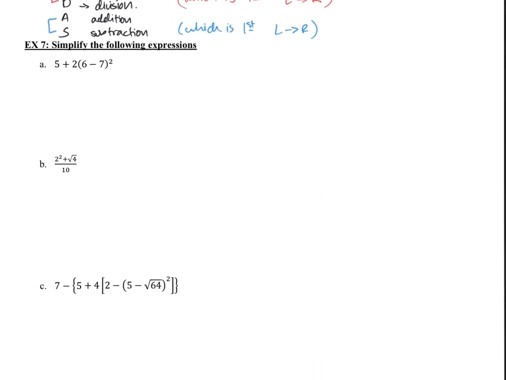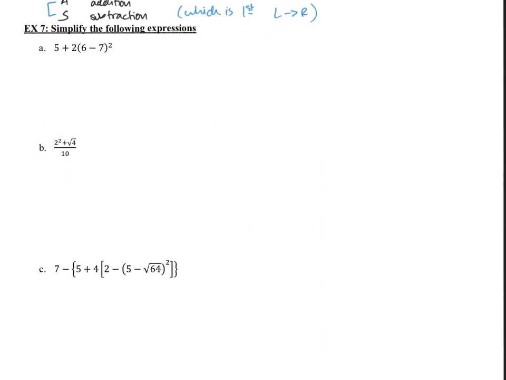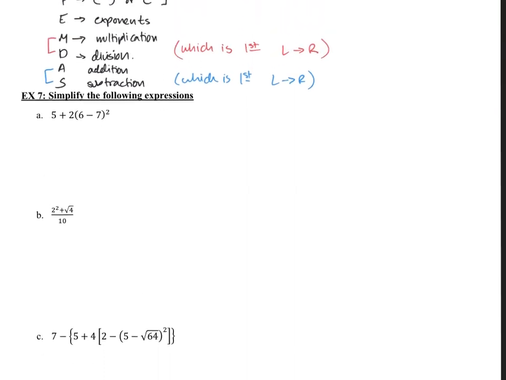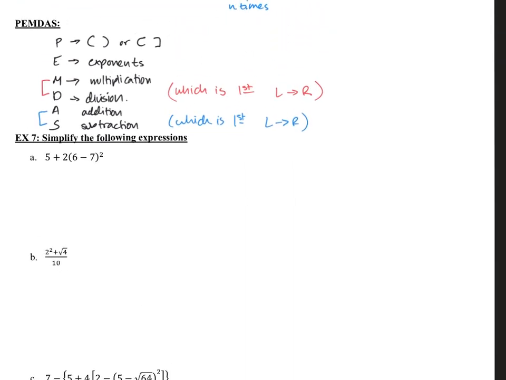Now let's take a look at example 7. Simplify the following expressions. Using PEMDAS, the first thing we're going to look at is P, which stands for parentheses. That means we are looking inside here. Can we do 6 minus 7? The answer is yes, we can. So I'll put my equal sign down, 5 plus 2, and then 6 minus 7 is going to be negative 1. And we bring down the square. Okay, so we've done the P. Next is exponents. Do we have any? The answer is yes, we do.